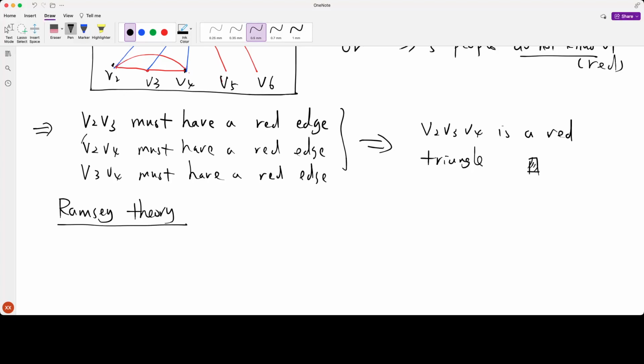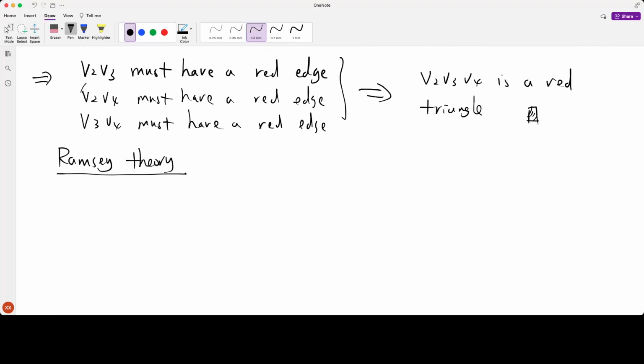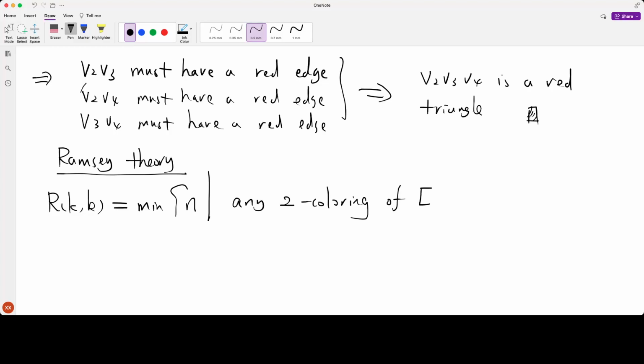It can be more complicated. So what happens is that, more formally, we define R(k,k) to be the minimal integer n such that any two-coloring. I explained this example exactly in order to prepare for this definition. Any two-coloring of the edge set of the complete graph on n vertices.